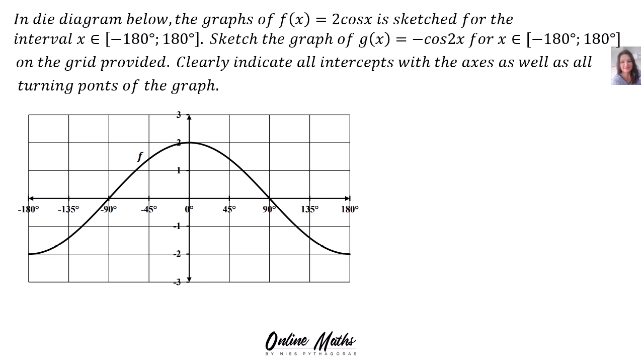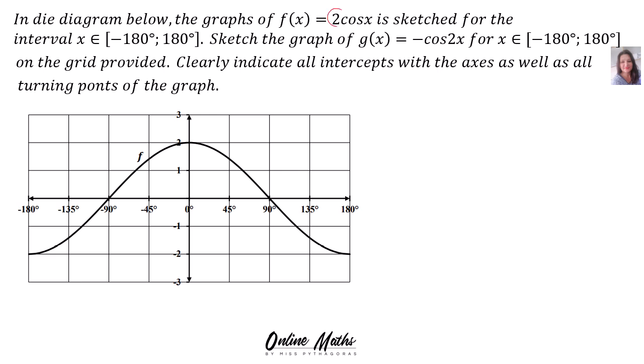In the diagram below, the graph of f of x is 2 cos x, sketched for the interval x is an element of negative 180 up to 180. Let's stop there. Let's quickly discuss what happened.